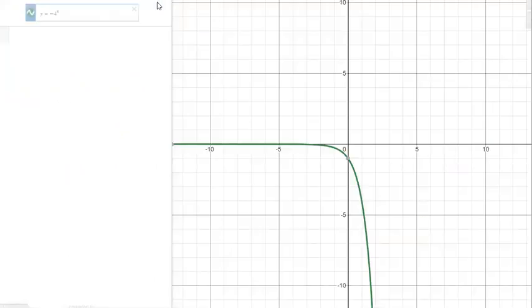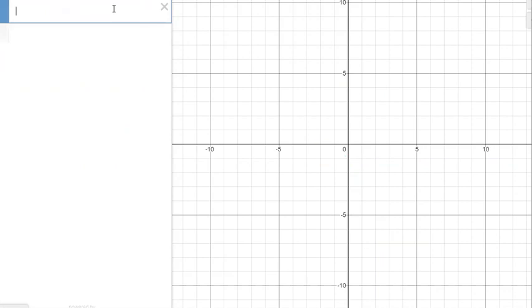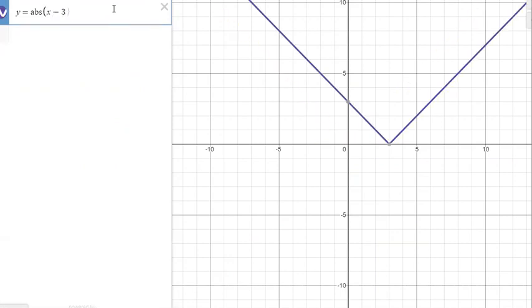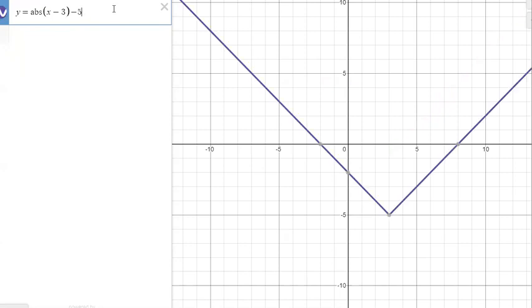So let me get rid of this, and we're going to graph y equals the absolute value of x minus 3, and then we'll have a -5 on the outside. There we go. So now we've got this purple function on our screen, and we want to identify intervals where the function is going down, where it's moving up, and where it might be constant.